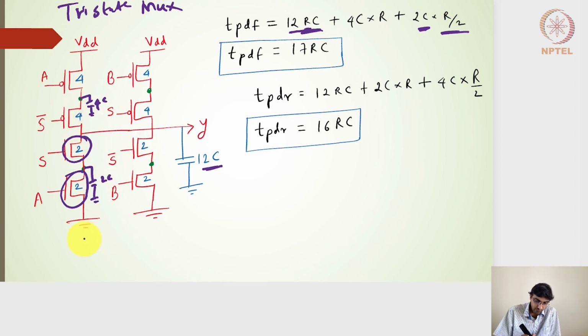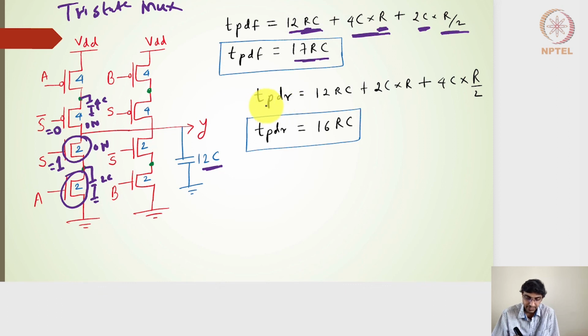Remember that even for the falling one, this S is equal to 1. That means this transistor is on. This S bar will be 0, and then this transistor will also be on. That means this 4C capacitance will also be considered for the falling output, and as per the Elmore delay method, 4C multiplied by the shared resistance of R should be accommodated. So that's why we have this 4C into R. Total is 17 RC, which is greater than the 12 RC, right?